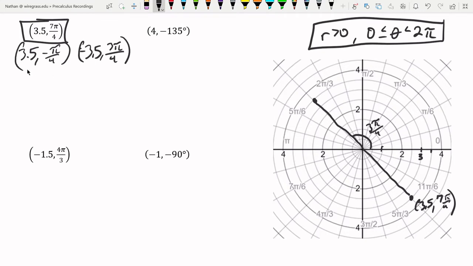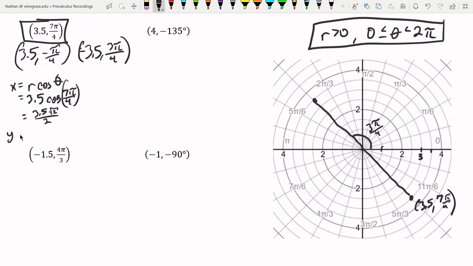Okay, let's convert this to rectangular coordinates. So first off, we're going to have x equals r cosine theta, right? That's going to be 3.5 times cosine 7 pi over 4. Cosine 7 pi over 4 is going to give you root 2 over 2, times 3.5. Well, there's lots of different ways we can do this. You can just write it as 3.5 times root 2 over 2. That's one way of writing it. You can also get an approximation, whichever way you want to do it.